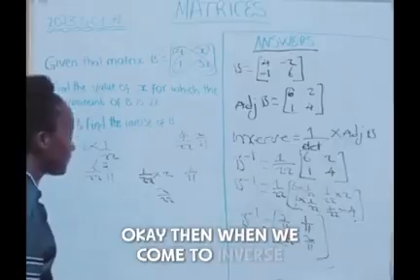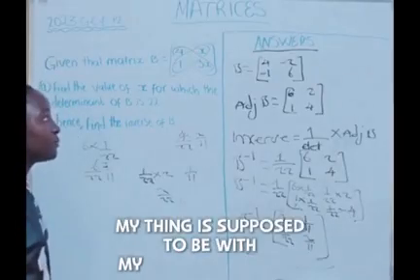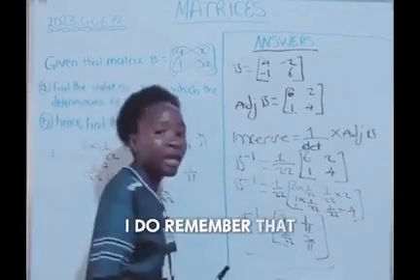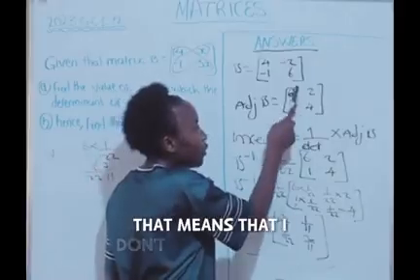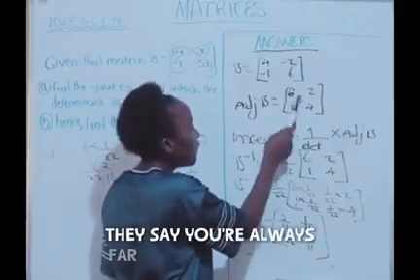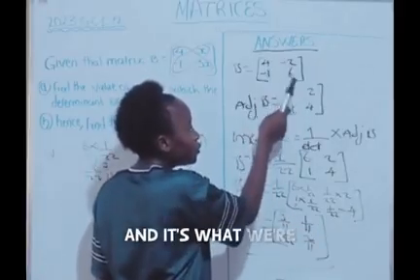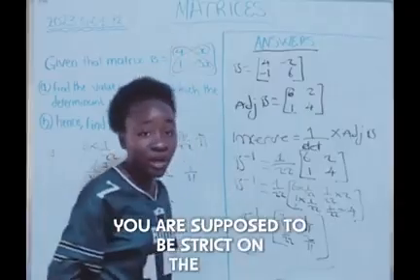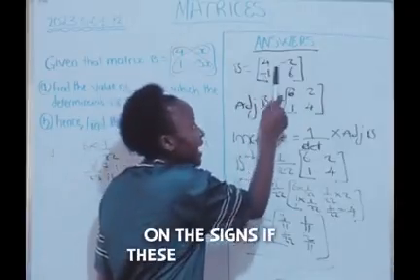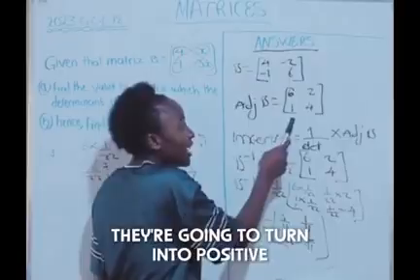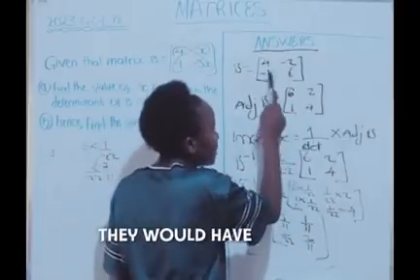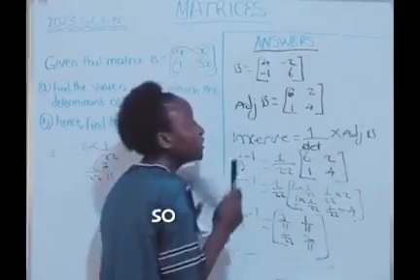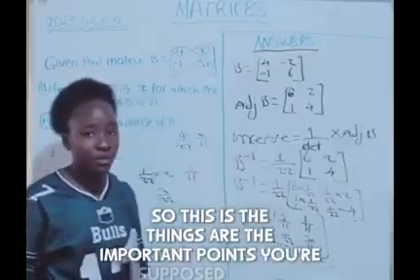Then when we come to the inverse, one important point is that when you reach this point, you are supposed to do the adjoint. When you talk about the adjoint, those in the major diagonal are supposed to swap, just like the way we swapped: 4 came down when it was on top and 6 went on top. Then these, you are supposed to be strict on the what? On the signs. If these are negatives, they are going to turn into positive. If they were just positive like this, they would have turned into negative. Then you drag the formula and you solve. So these are the important points you are supposed to do.